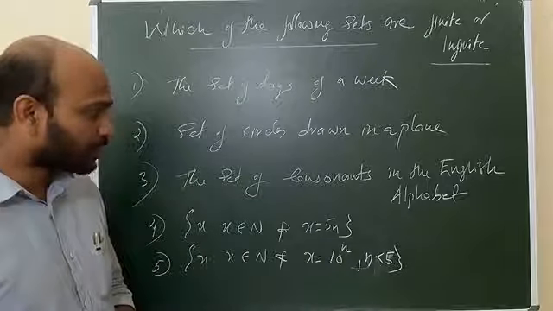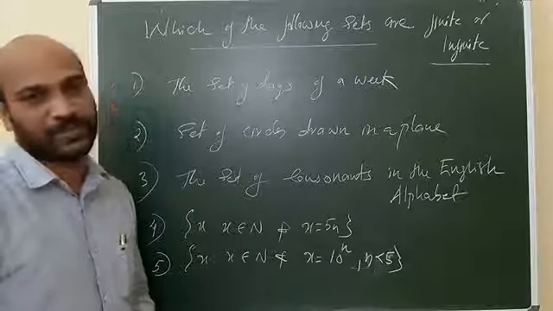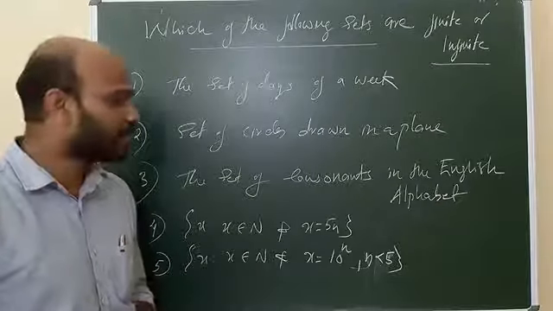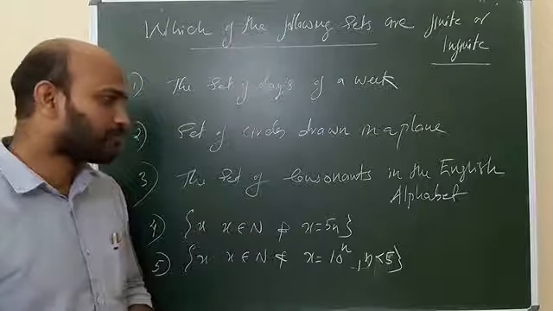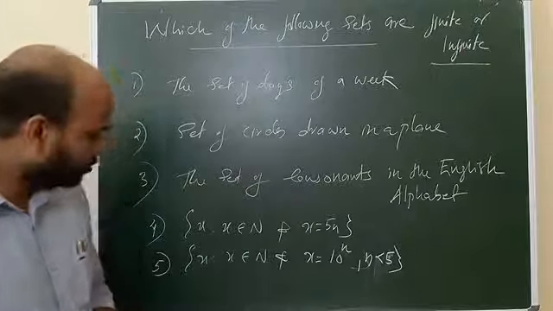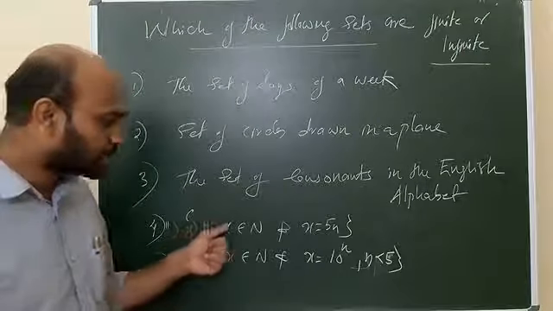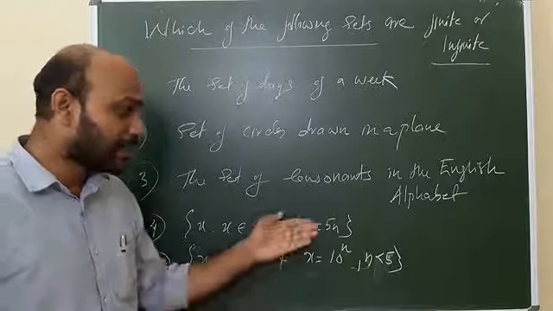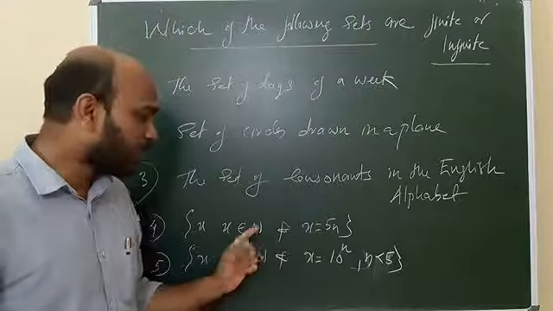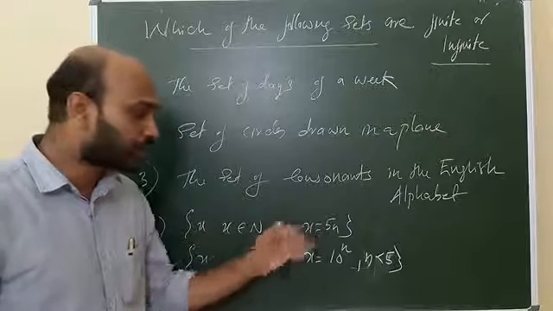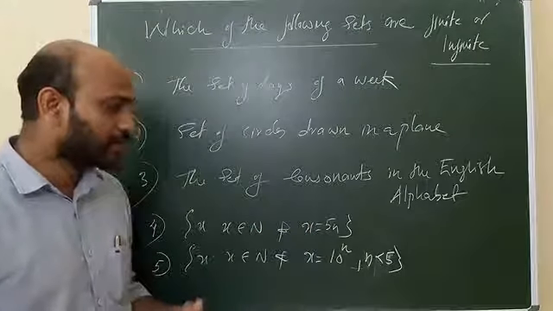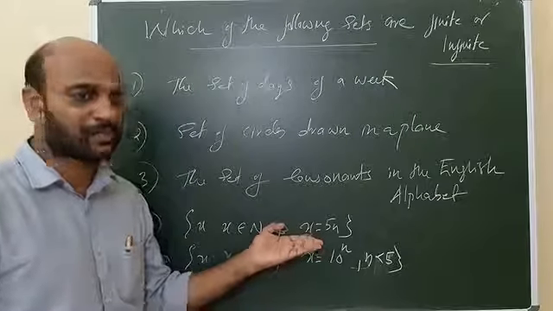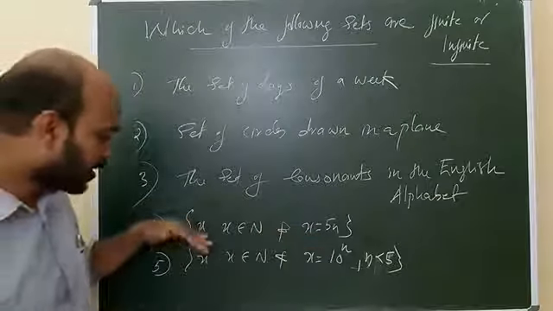Third, the set of consonants in the English alphabet. Clearly there are a finite number of consonants. So this one is an example for finite set. And fourth, the set of all x, x belongs to N and x equals 5n. Here x is a multiple of 5. When n equals 1, you get 5, then 10, 15, 20, etc. So there will be infinitely many elements. So it is an example for infinite set.